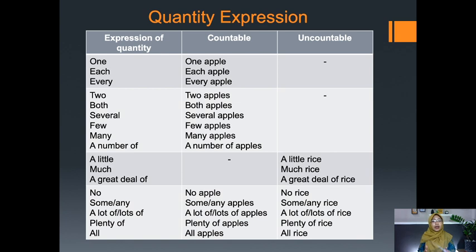Jadi ketika Anda bilang I have no sugar, it is accepted. I have no apple, it is accepted. I have no rice, it is accepted. It is right. If you say I have some money, it is also accepted. I have some apples, it is also accepted. When you say I have a lot of money, I have a lot of cars, they are also accepted.